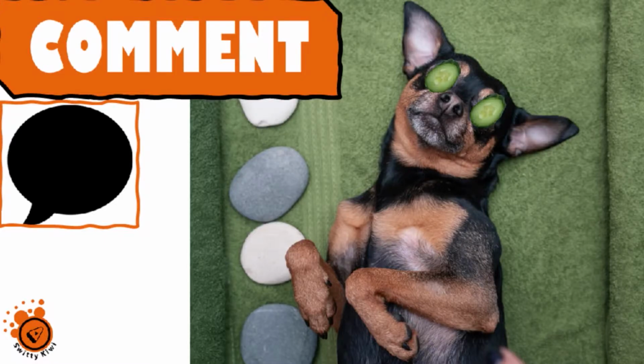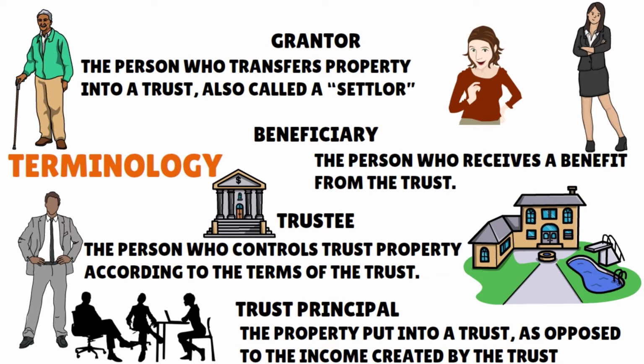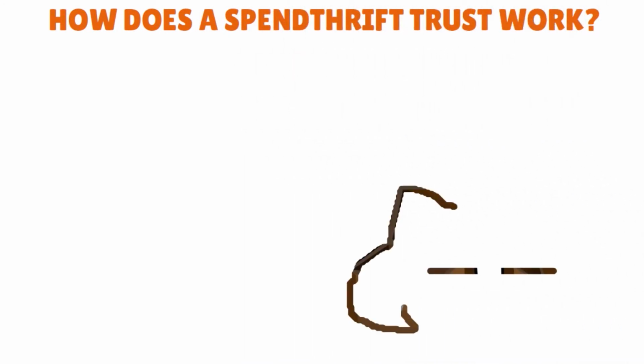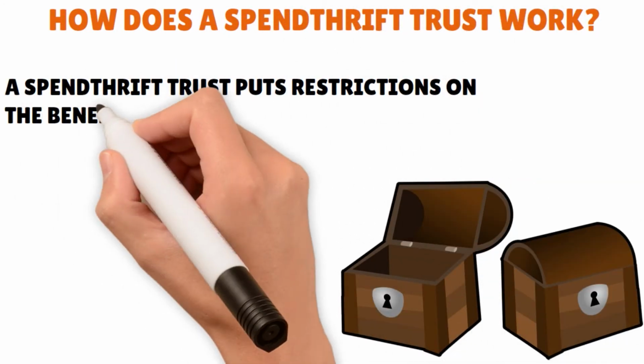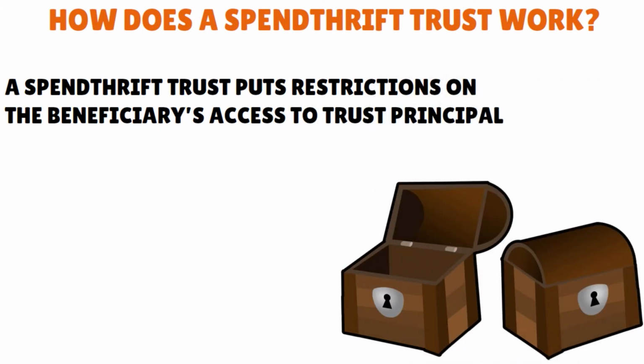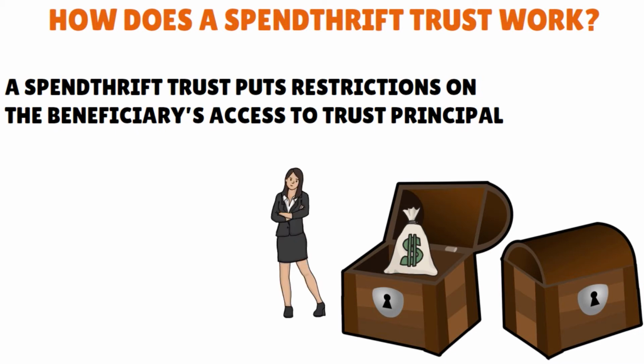Now that we have clarified the basic terminology used in spendthrift trust, let's talk about how a spendthrift trust really works. A spendthrift trust puts restrictions on the beneficiary's access to trust principal. Basically, the beneficiary cannot access the trust principal or promise it to anyone else. Because the beneficiary cannot access trust funds, neither can his or her creditors. So you are essentially shielding that beneficiary from harming himself or herself, and also harming the trust by squandering the funds.